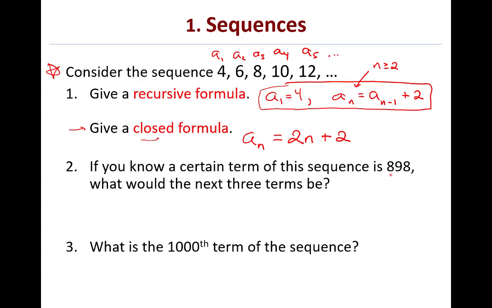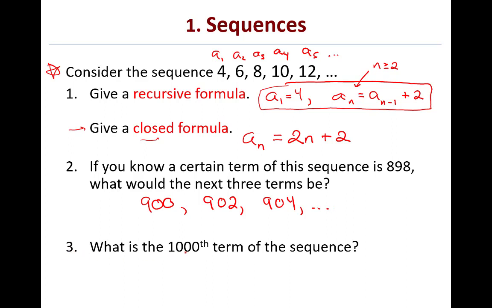Well, I don't have to calculate them all individually. I can just keep adding 2, using the recursive formula. So add 2 to that, I get 900. Add 2 to that, 902. Add 2 to that, 904. And so on. So recursively I can figure out easily the next few terms.